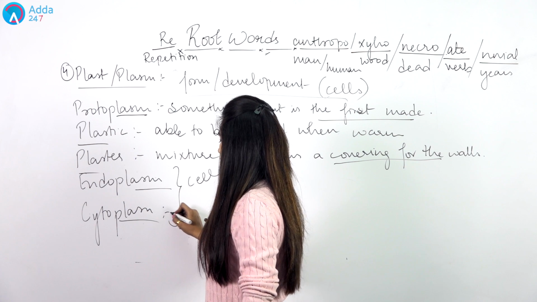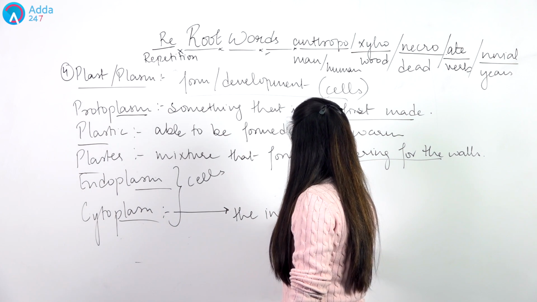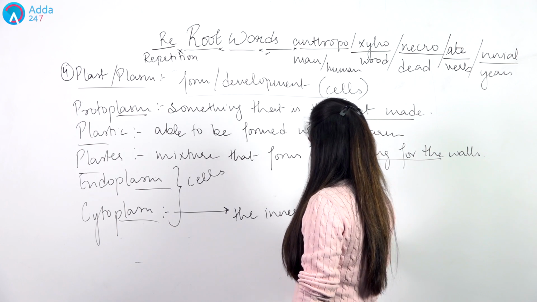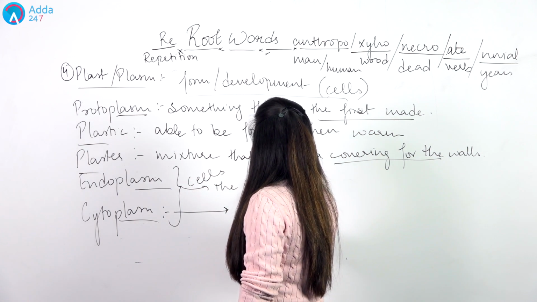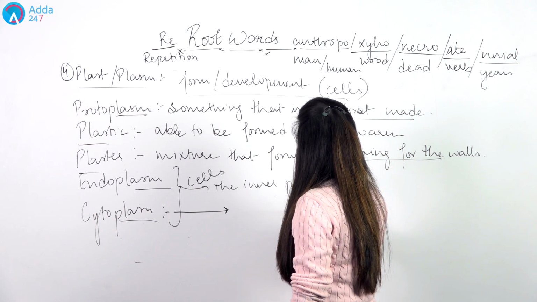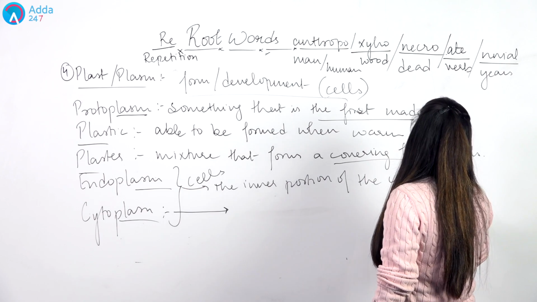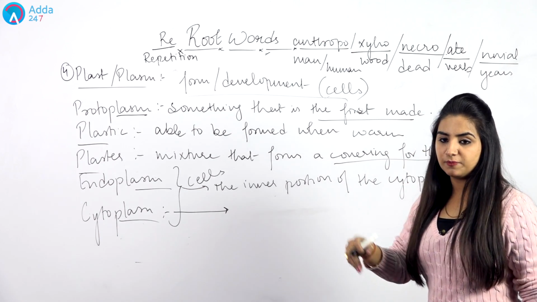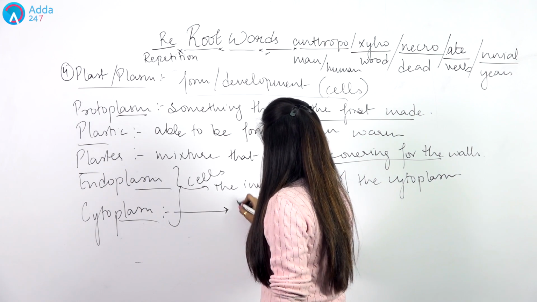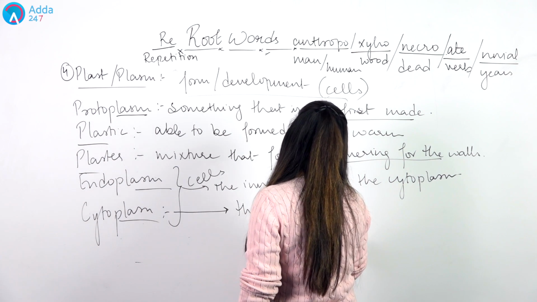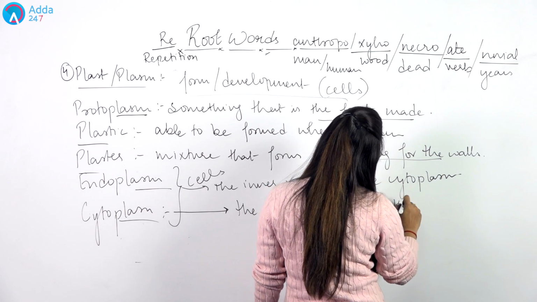Then we have the word cytoplasm. Endoplasm is the inner portion of the cytoplasm. The inner portion of the cytoplasm is called endoplasm. And what does cytoplasm mean? It means the material within the cell.